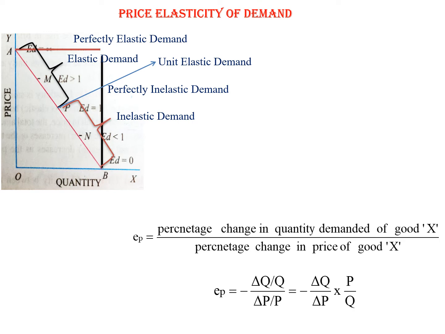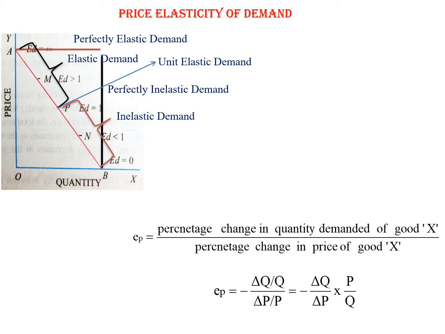Another situation is at point B, where you will see perfectly inelastic demand. It means demand will not increase even though the price is increased. That is called perfectly inelastic demand. You all know that many times.